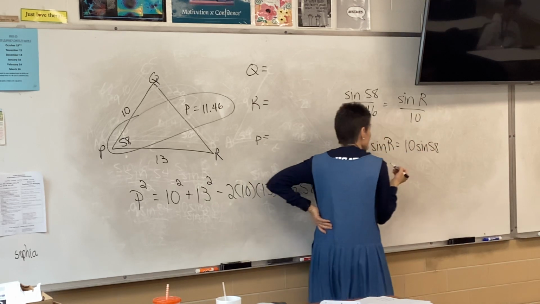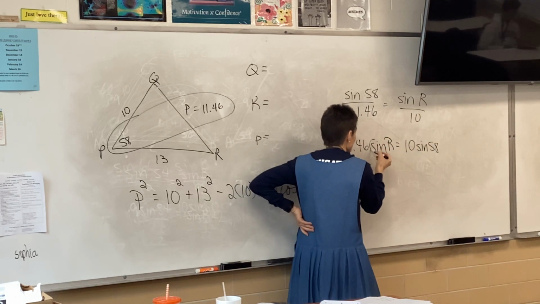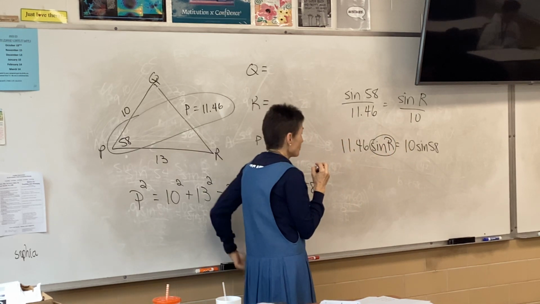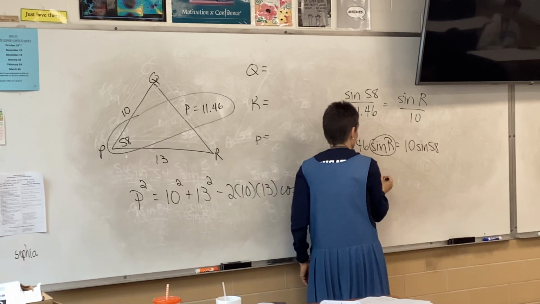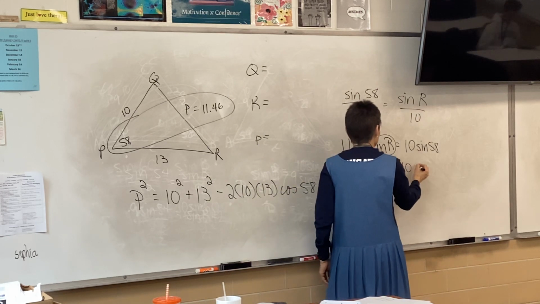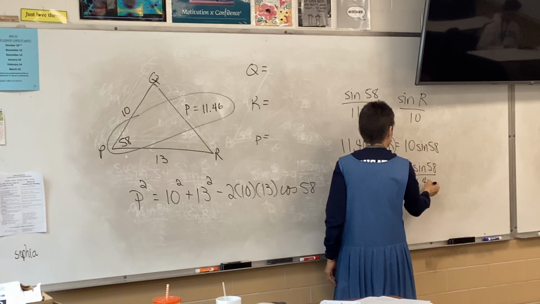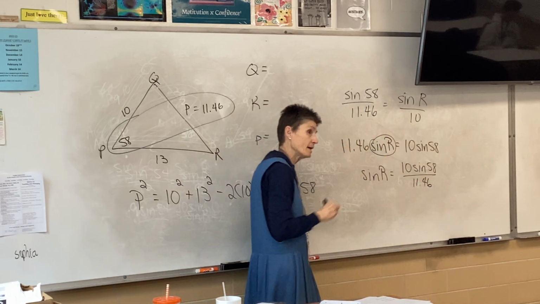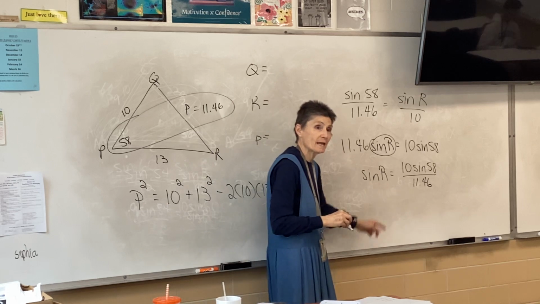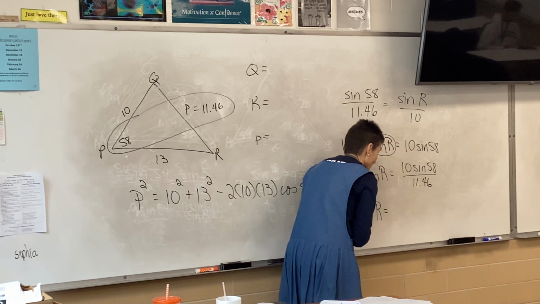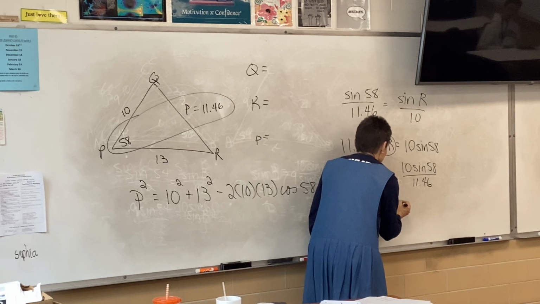Now these are like the ones we were doing a little bit ago. This is your variable, right? So you're going to divide by 11.46. And then, because you're looking for an angle, you're actually typing what? Second sine.